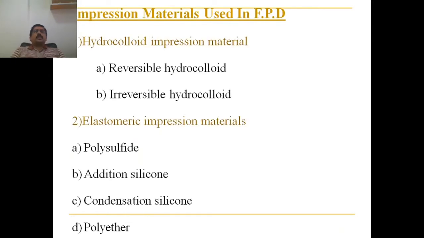So what are the different impression materials that we use in fixed partial dentures? We have the hydrocolloid, which can be reversible or irreversible. As you know, reversible is agar and irreversible is alginate. And of course, elastomeric impression materials like polysulfide, addition silicone, condensation silicone, and polyether. You have studied all these impression materials in your second year and you will be well versed about all these things. But still, we will just rush through the composition, advantages and disadvantages of these impression materials for completion's sake.